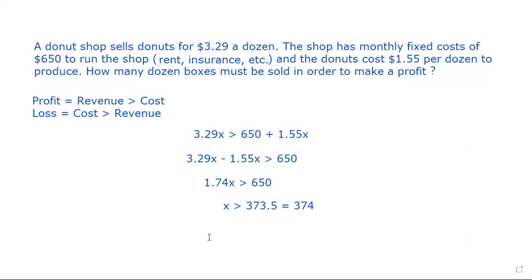This is just a quick example of how we look at our fixed cost, our variable cost. This is a real problem based on the donut shop, which we always have to look at.